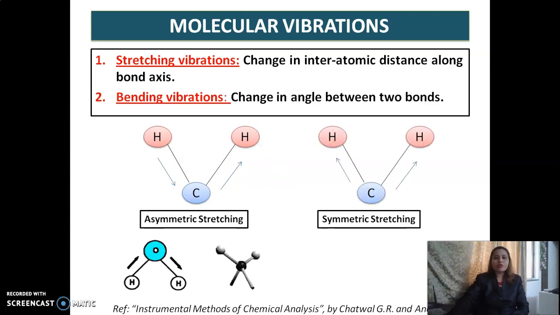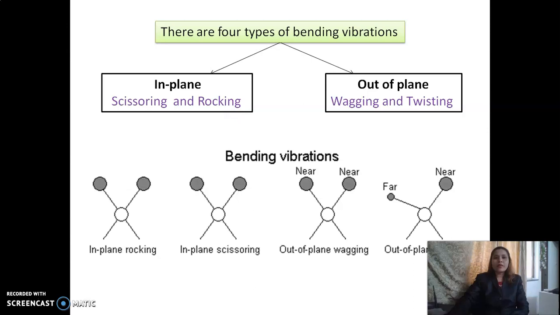In symmetric vibration, both the bonds increase their distances from the center or decrease from the center. This is called symmetric stretching. Symmetric means both the atoms from the center are changing their distance symmetrically. It may increase or it may decrease. But in asymmetric, one bond may increase the bond distance and another decreases the bond distance. So they are differentiated in two types.